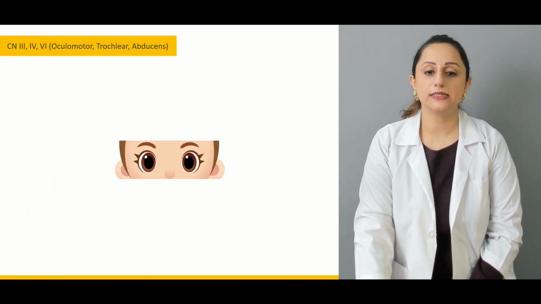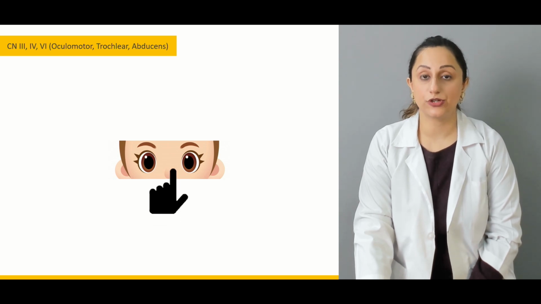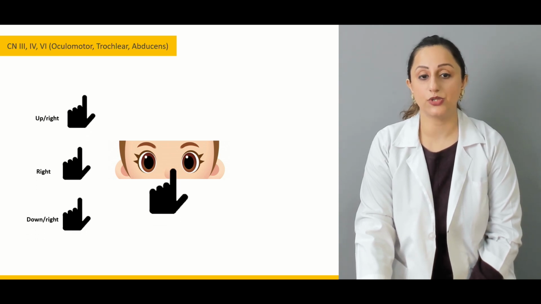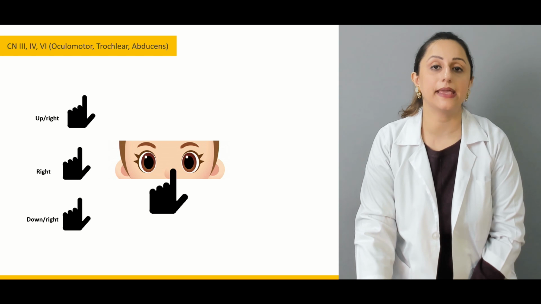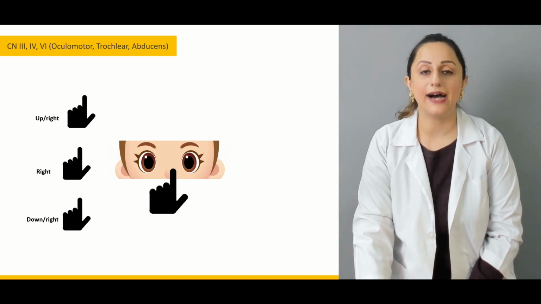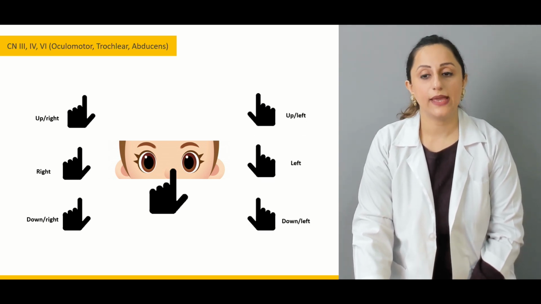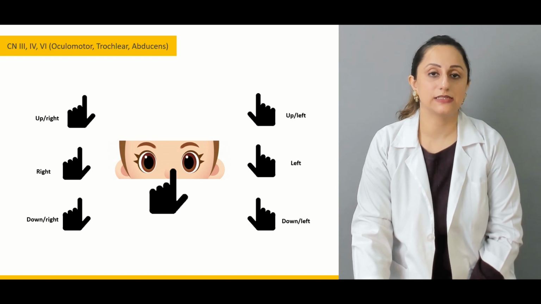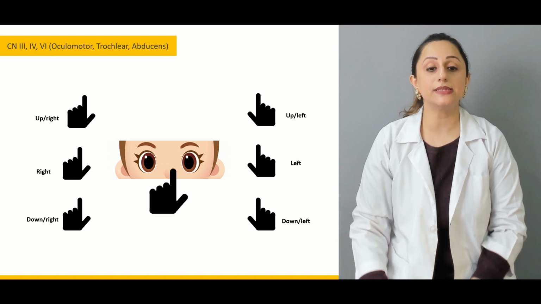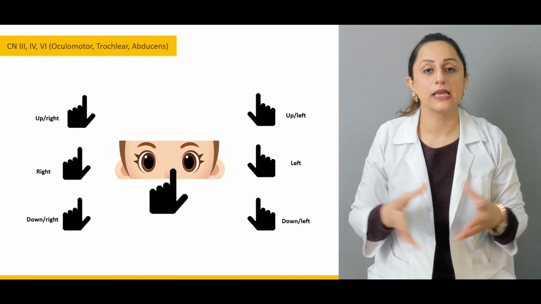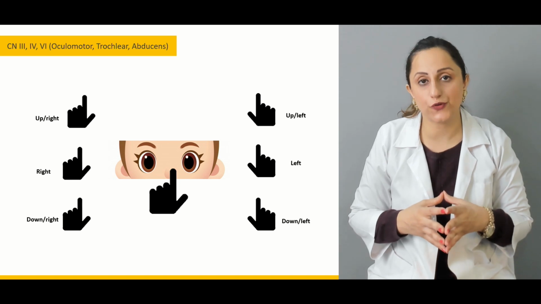So how do you basically go about checking for the normal cardinal signs? You ask the patient to look in the direction of upright, then obviously the complete right of the individual, and then you also ask them to look in a diagonal direction, that is the down right. Then we have the up left, left, and finally we have the down left direction for the patient. So these are the 6 cardinal directions in which you ask the patient to look for you.